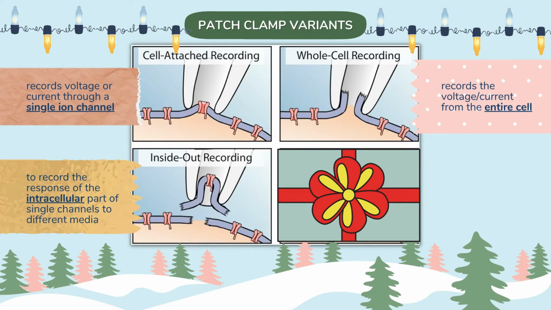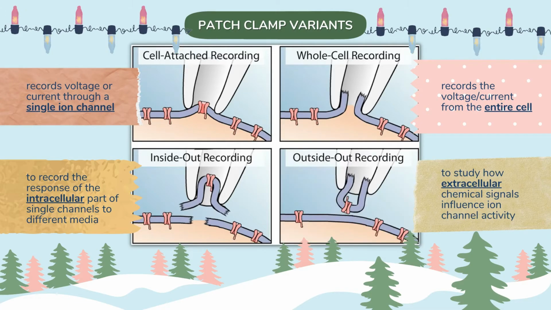In inside-out recording, the cell membrane is disrupted, but the patch of the cell membrane with the ion channel inside the pipette tip remains attached and viable. This is used to record the response of the intracellular part of single channels to different media. In outside-out recording, the cell membrane is disrupted and the patch of the cell membrane with an ion channel that remains active and viable is outside the pipette tip. When the cell membrane is repaired, the extracellular part of the channel is exposed to the media. This is used to study how extracellular chemical signals influence ion channel activity.